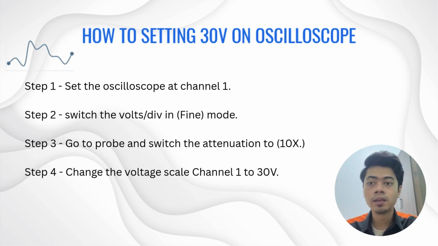Okay, to set 30 volts on the oscilloscope, first we need to set the oscilloscope at channel 1. Second step, switch the volts per division to fine mode. Then we go to the probe and switch the attenuation to 10 times. Then we change the voltage scale of channel 1 to 30 volts. Then we get the 30 volt setting for the oscilloscope.